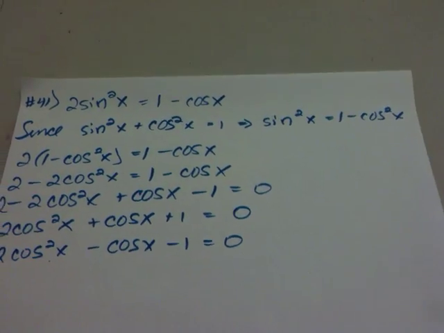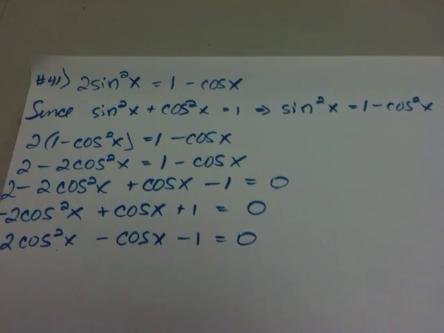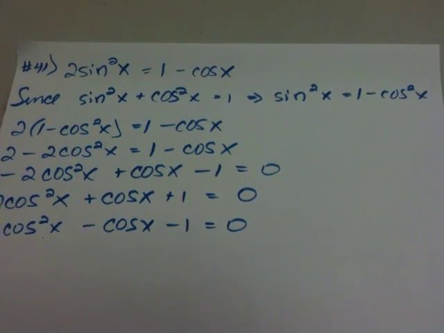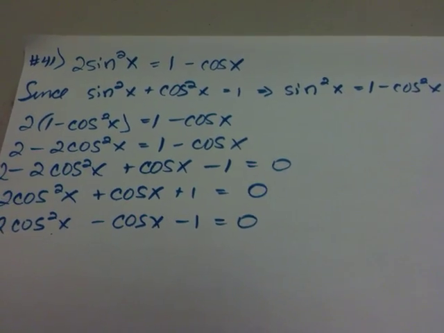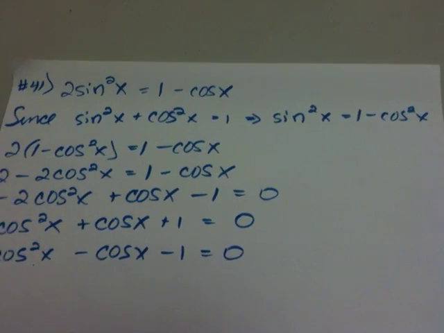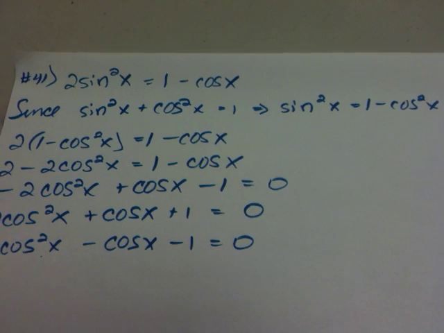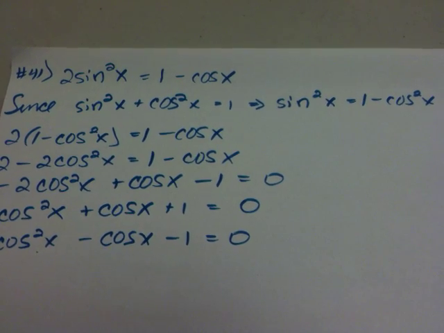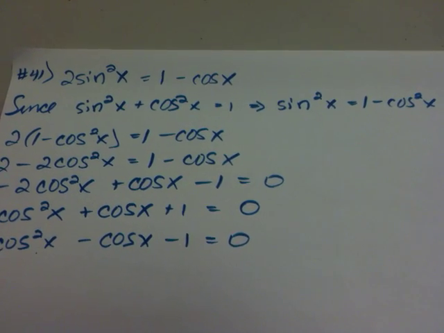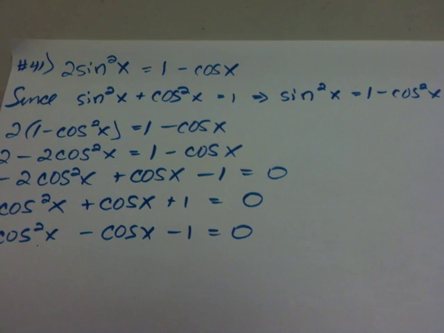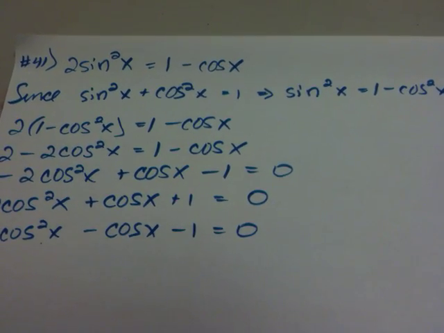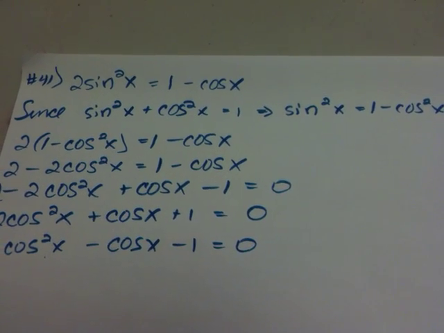The last problem we're going to look at to help you get ready for next Tuesday's exam is number 41. It looks easy enough. It starts off as 2 sine squared of x equals 1 minus cosine of x. What I notice first as being a problem is that I have sines and I have cosines in the same equation. Fortunately, we've got the Pythagorean identity that we're going to be able to use.